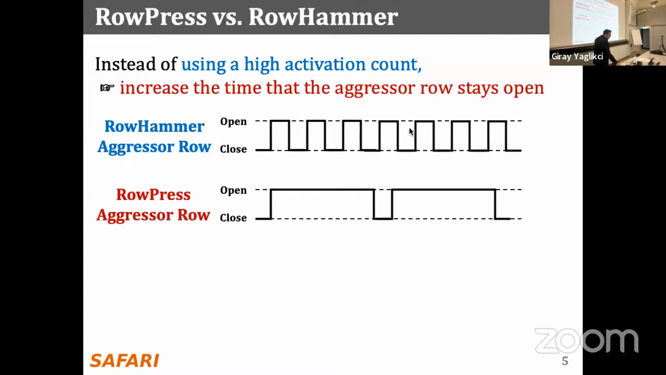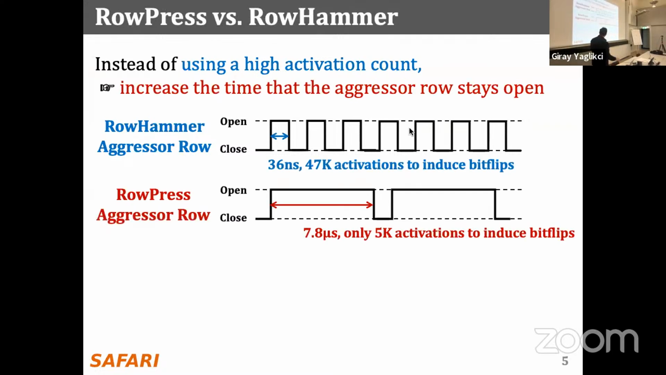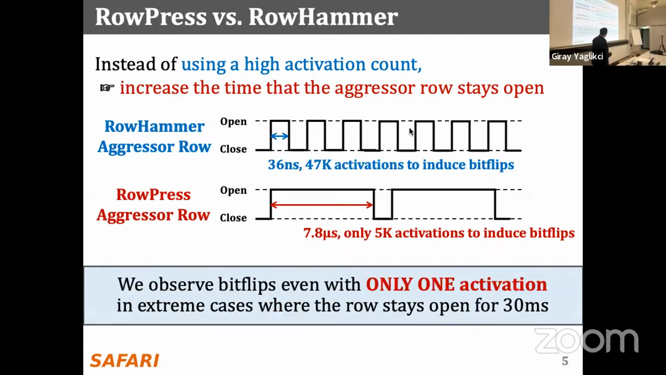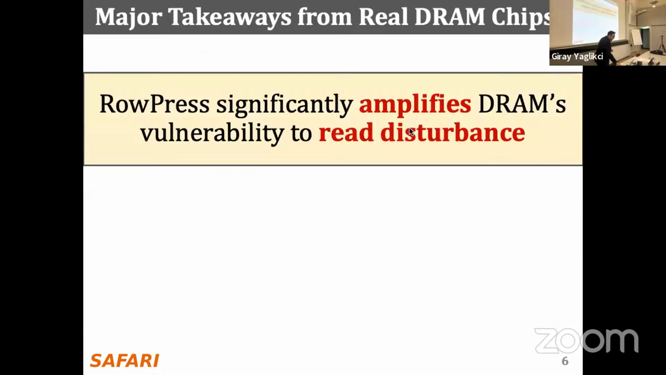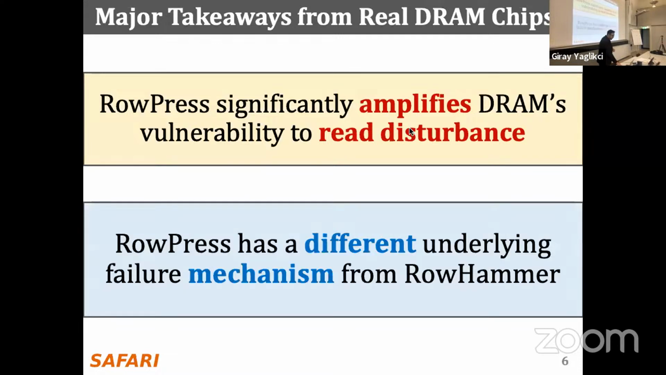Okay, here's a more pictorial description of this memory access pattern. I already presented it to you yesterday, so I'm not going to go over it. But essentially, as you increase the time your row stays open, you can reduce the necessary activation count to induce a bit flip. Okay, so RowPress significantly amplifies DRAM's vulnerability to read disturbance, and it has a different underlying failure mechanism from RowHammer. These are our two key takeaways from the experimental characterization.